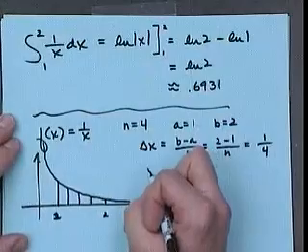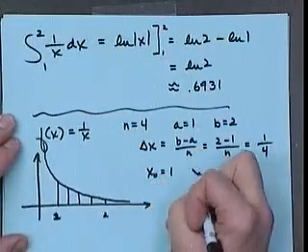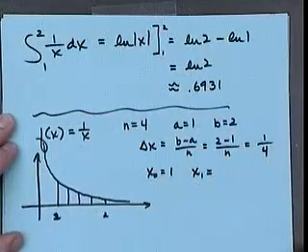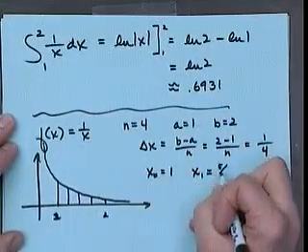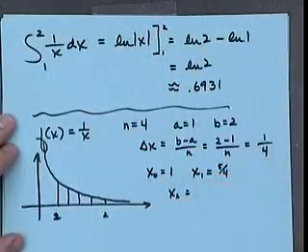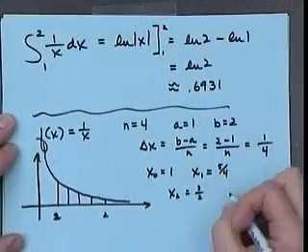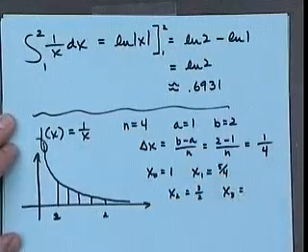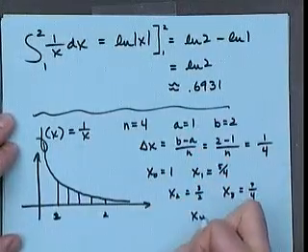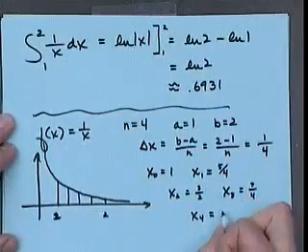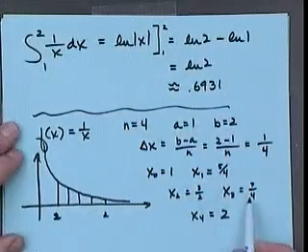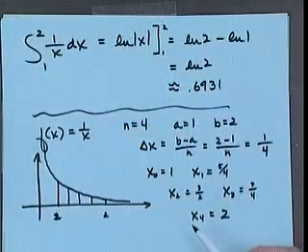So our x sub 0 is going to be 1. X sub 1 is going to be 1.25, 5/4. X sub 2, 1.5, 3/2. X3, 1.75, and that should be 2. So we should have advanced delta x, or 1/4 of a unit, getting from x1 to x2, x2 to x3, and so on.